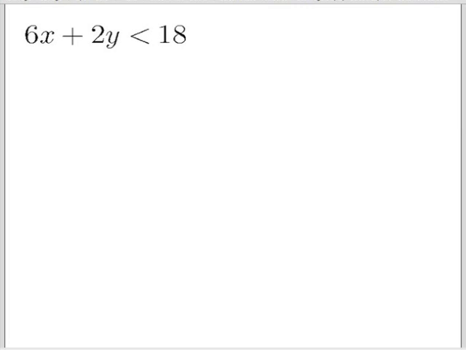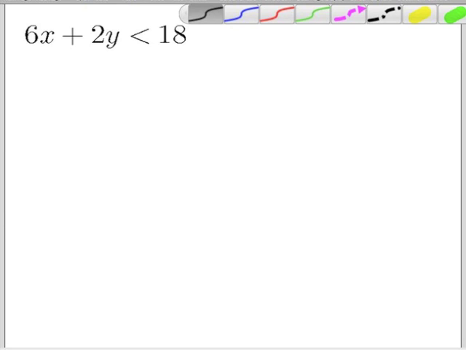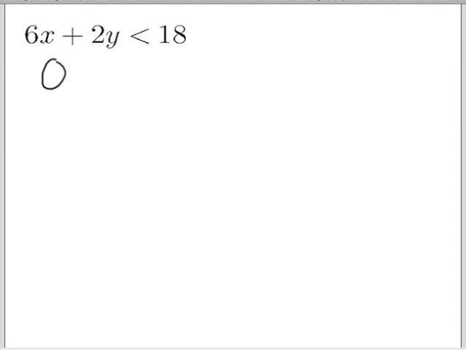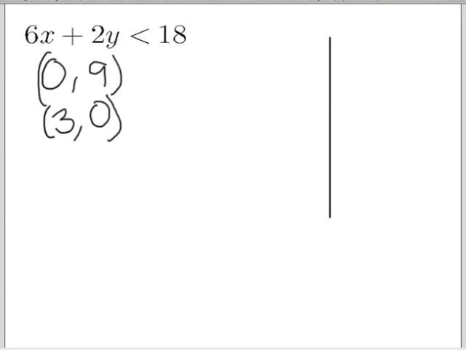Our second example is 6x plus 2y is less than 18. First off, we're going to pretend that it is an equation and figure out what points will be on my line. So, if x is 0, we get 2y equals 18. Y, we can say, is 9. And when y is 0, we get 6x equals 18, so we can say x is 3. From here, I can graph my equation.